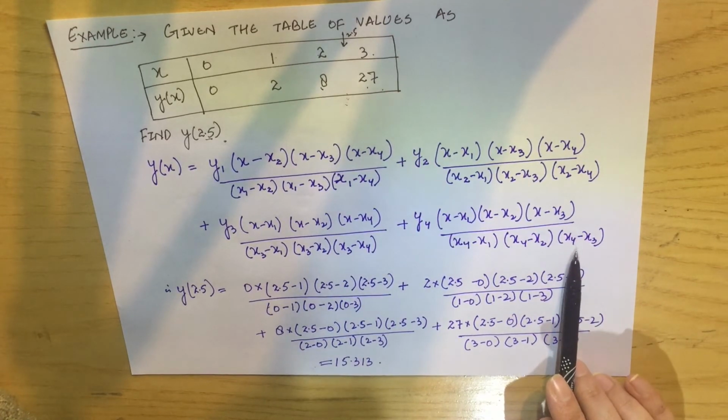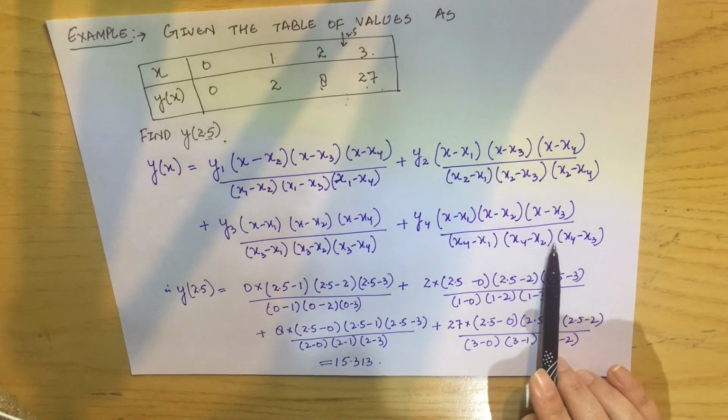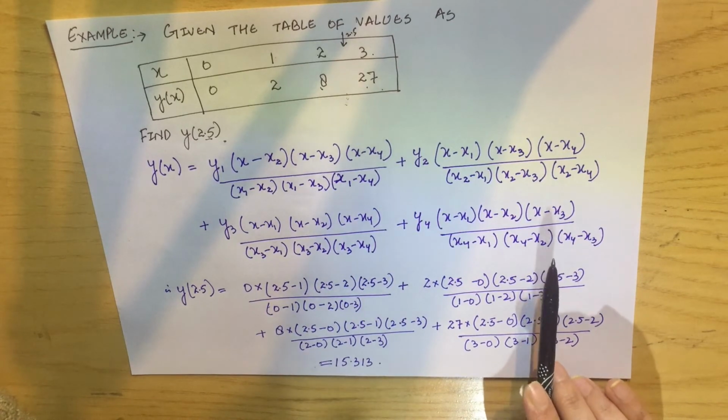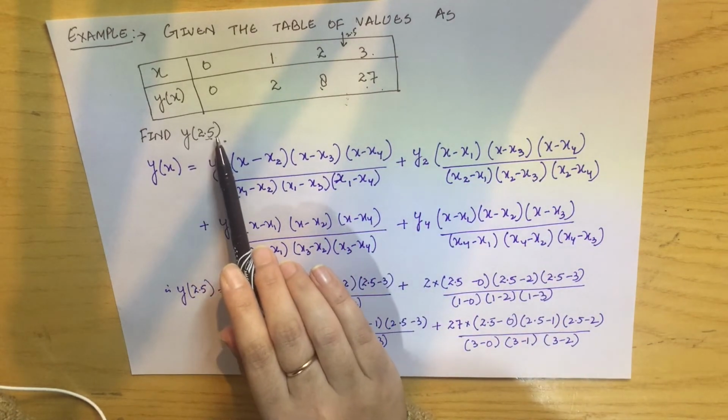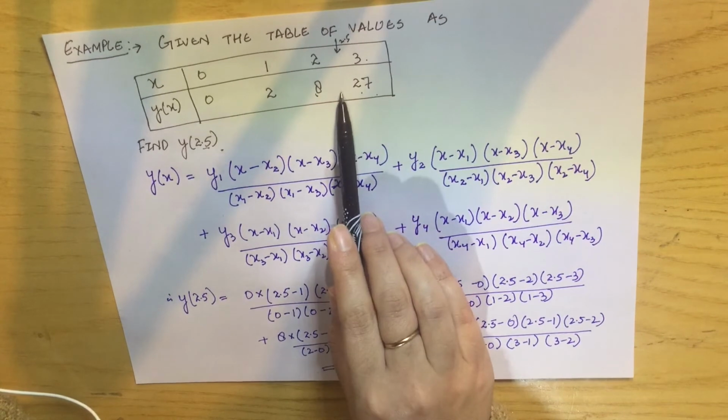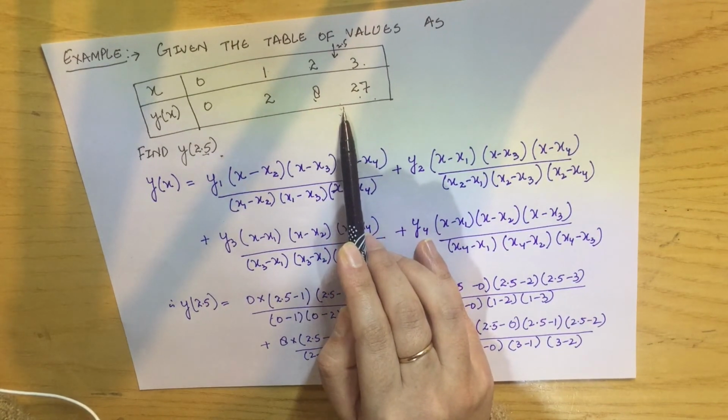So now we have to consider it up to the 4 points. Why are we considering it up to the 4 points? Because we have to calculate y of 2.5 which lies at the 4th point. So we have to go up to the 4th point only.